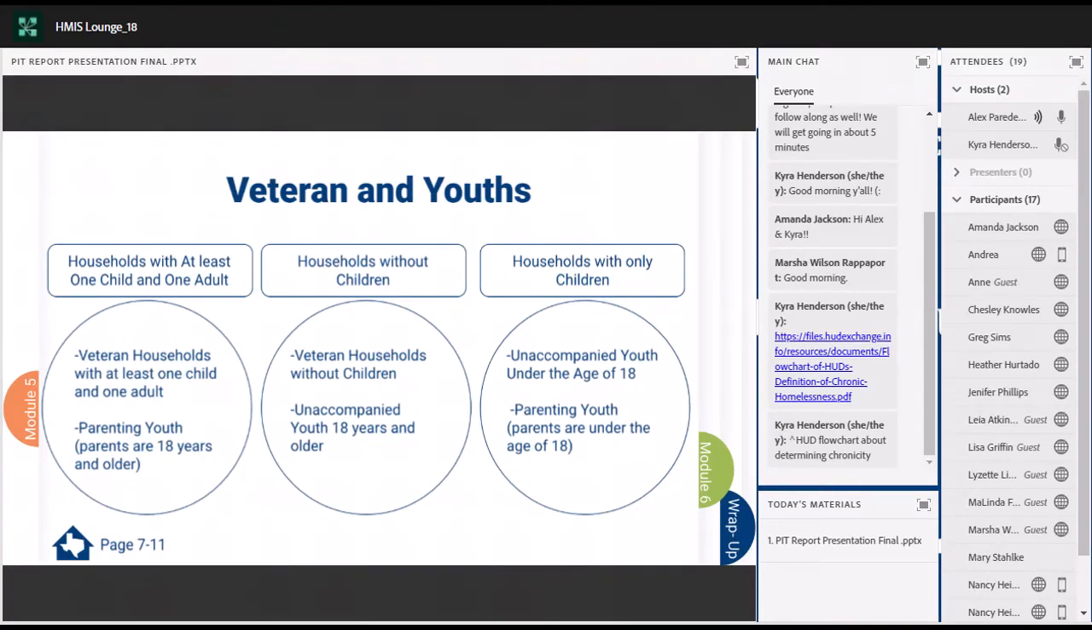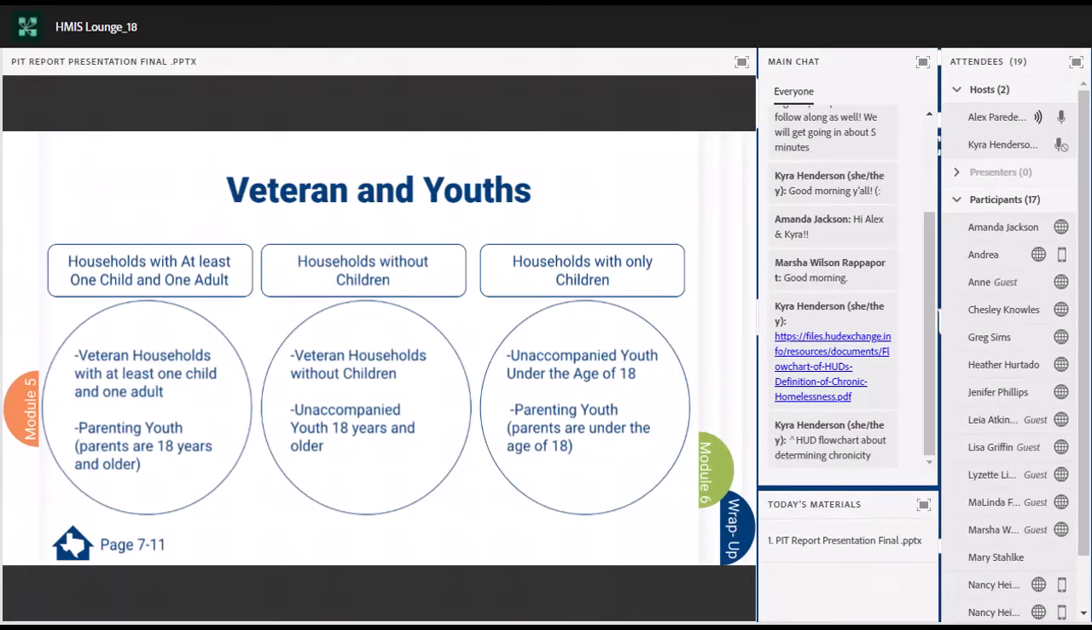So unaccompanied youth are people between the ages of 0 to 24 who are unaccompanied on the night of the count, meaning that they are without their parents or guardians. And the parenting youth are people between the ages of 18 to 24 with at least one child under the age of 18.